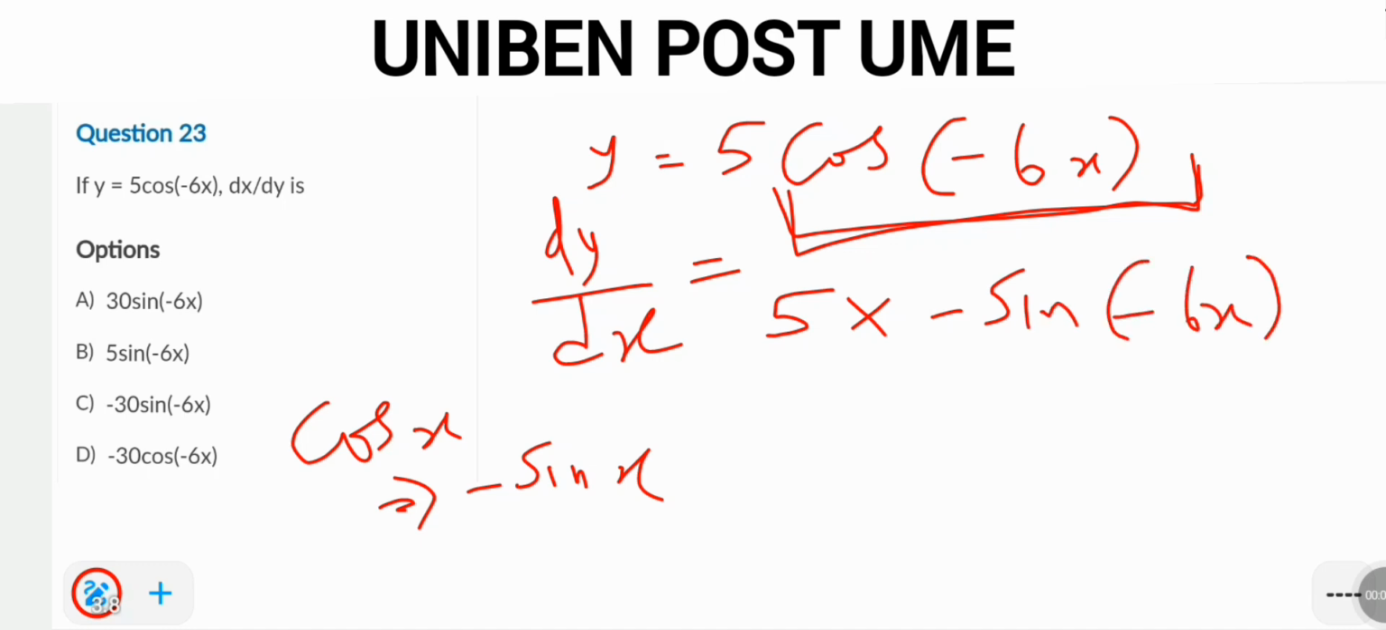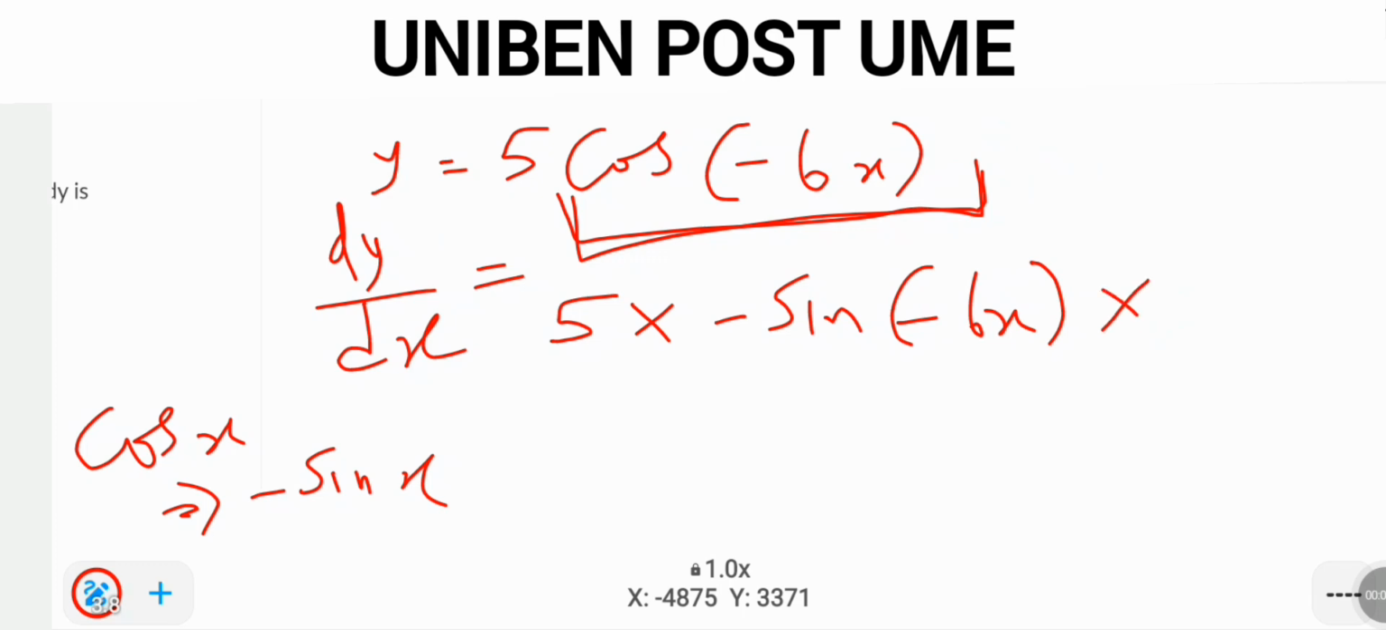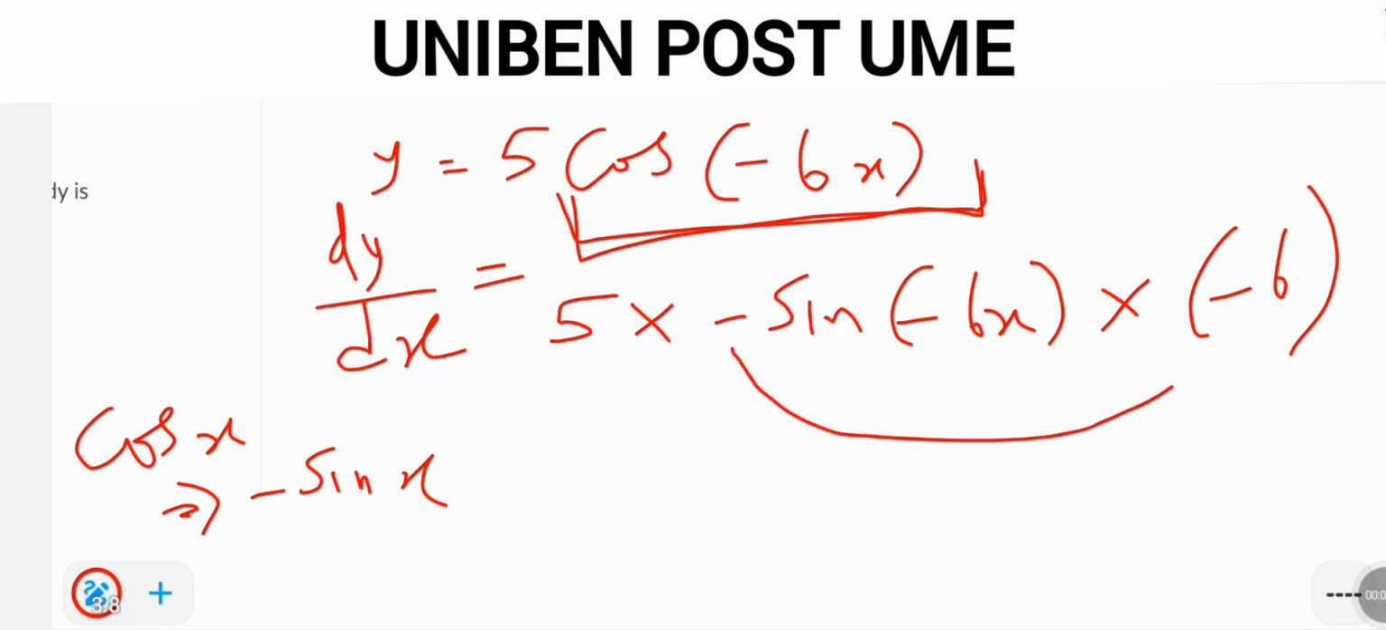Now, since you have done this, the next step is to differentiate what is inside the argument. Inside this argument, you have minus 6x. If you differentiate minus 6x, you will get minus 6. So you are going to multiply this by minus 6. This minus and this minus will give you plus when they multiply each other. 6 times 5 will give you 30.